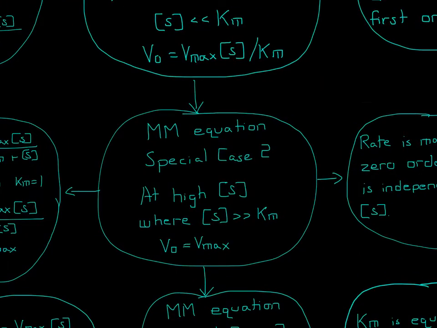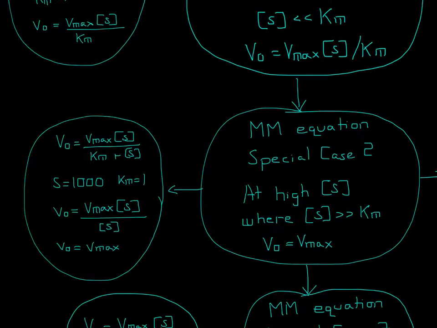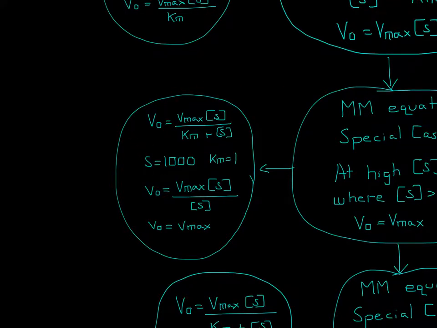Okay, so special case number 2. At high substrate concentrations, where substrate concentration is a lot larger than Km, V0 equals Vmax. So why is that? Once again, we have the original Michaelis-Menten equation. If we say that substrate concentration is 1000 and Km is 1, the same logic applies. It's so large of a difference that the answers differ very mildly, and so you can disregard Km in this instance.